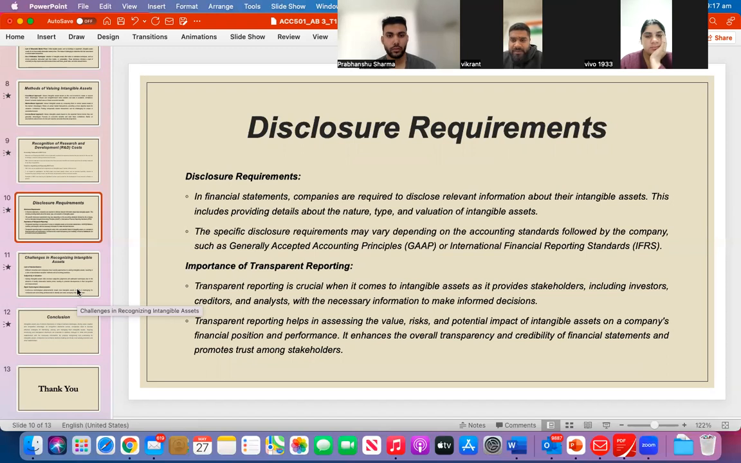Importance of transparent reporting. Transparent reporting is crucial when it comes to intangible assets, as it provides stakeholders, including investors, creditors, and analysts, with the necessary information to make informed decisions. Transparent reporting helps in assessing the value, risks, and potential impact of intangible assets on a company's financial position and performance. It enhances the overall transparency and credibility of financial statements and promotes trust among stakeholders.